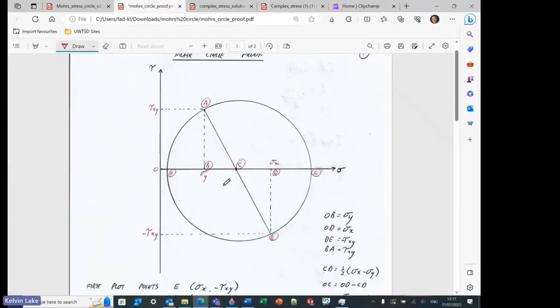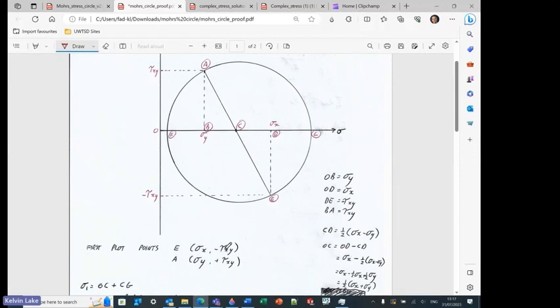Okay, so we've plotted 2 points, sigma x, tau xy, and sigma y, minus tau xy. Let's say sigma x, tau xy is position E here, and sigma y, minus tau xy, that'd be position A. Okay, so we're going to plot those 2 points. Those 2 points represent positions on our plane.